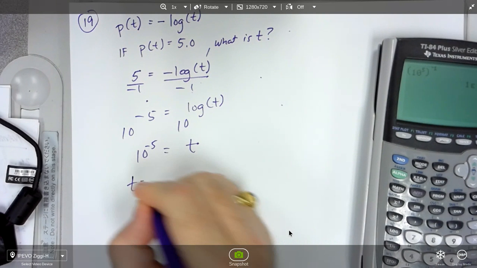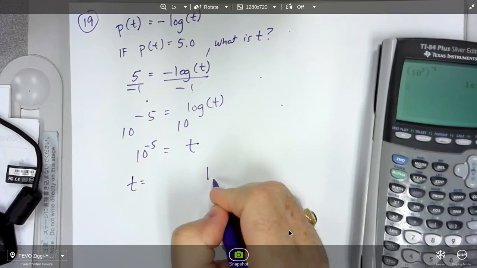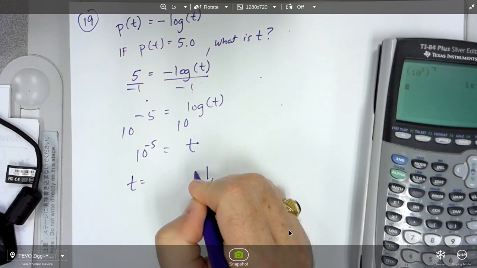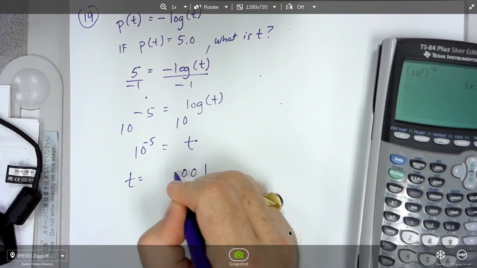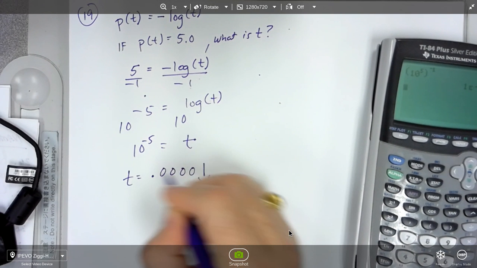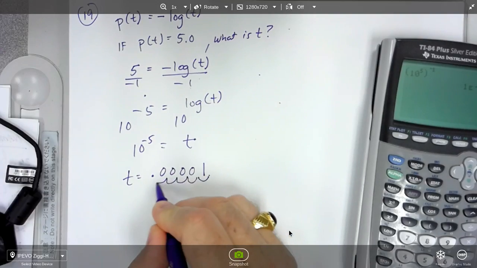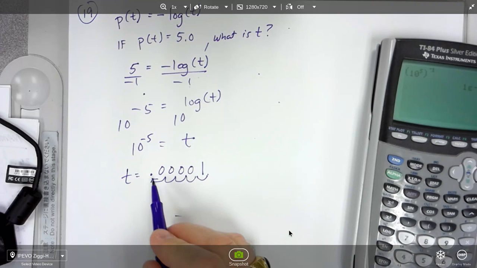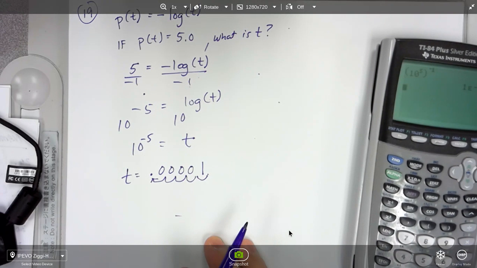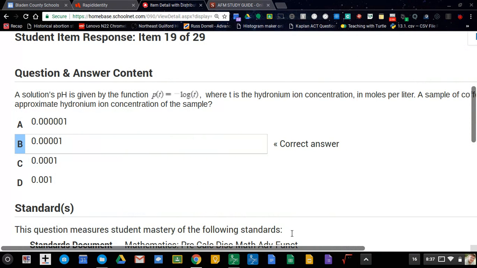This is T equal to 1, and I take that decimal and go 1, 2, 3, 4, 5. So I'm looking at 4 zeros there because we're moving that decimal place to the left 5 places. Okay. And that's going to be answer choice B. All right.